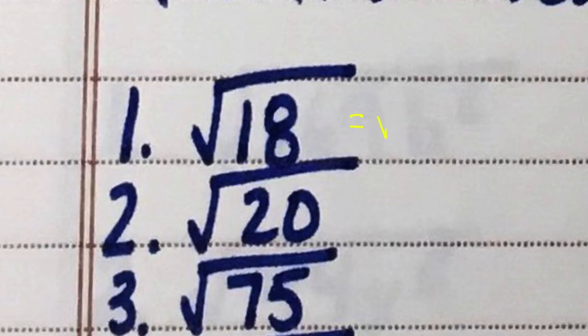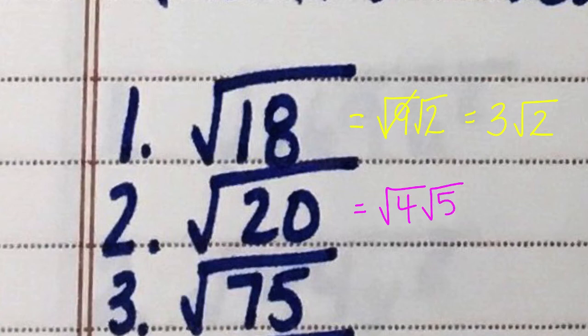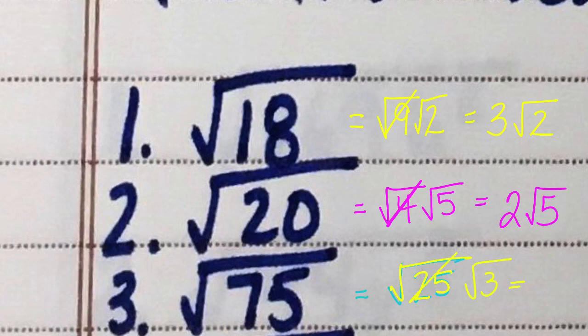18 can break up to be 9 and 2. We know the square root of 9 is 3. 3 root 2 is the square root of 18. 20 can break up to be 4 and 5, where 4 is the perfect square, and I get 2 root 5. And 75 can break up to be 25, always think quarters, I'm having trouble seeing that. 25 and 3. 25 can pop out to be 5 root 3.